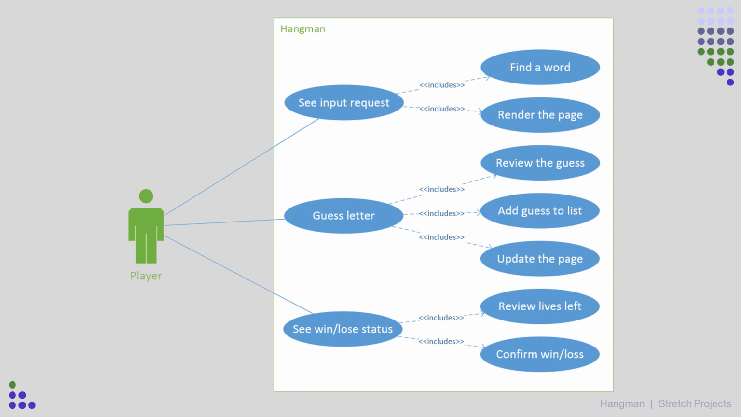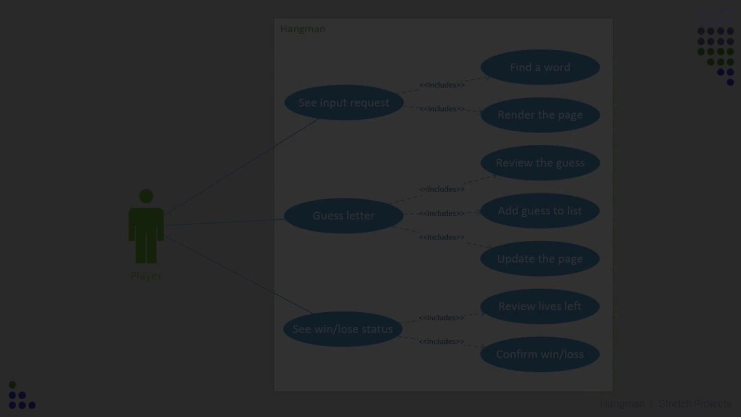So the next thing we need to consider is who will use the game and what they will actually want to do. I would expect there to be a player who wants to see some prompt for input. I would expect that player to be able to provide that input, and this cycle would repeat until the word was guessed or the player was out of lives. I'd then expect there to be some sort of feedback about whether the player wins or loses the game.